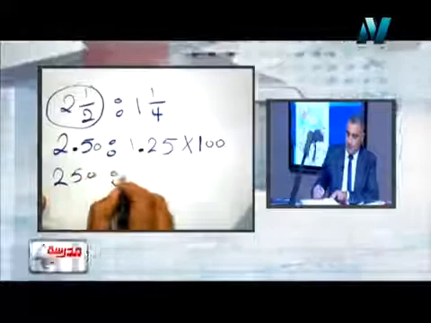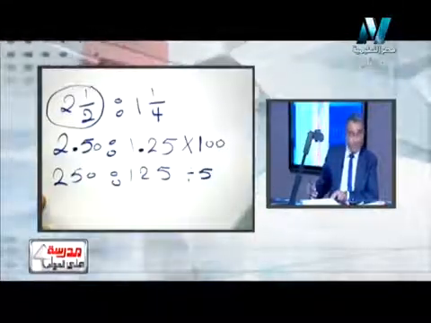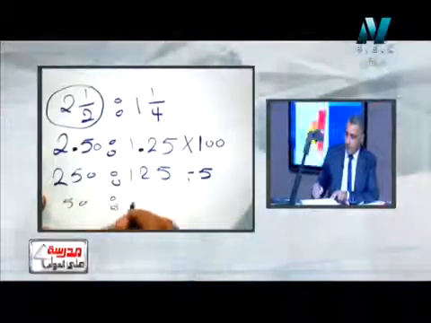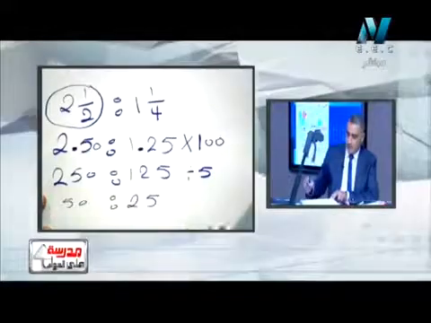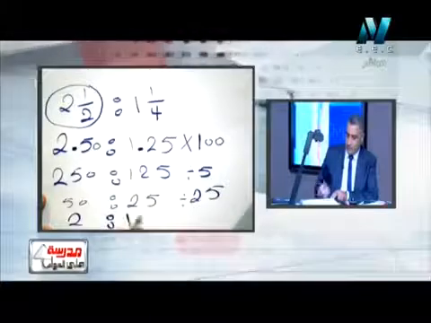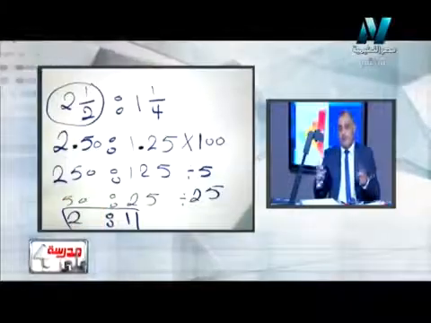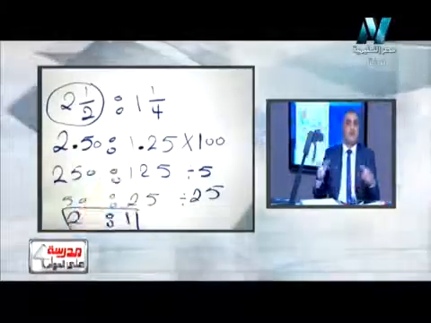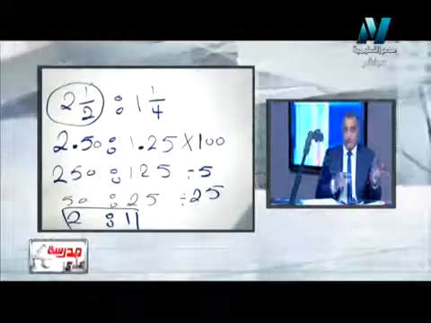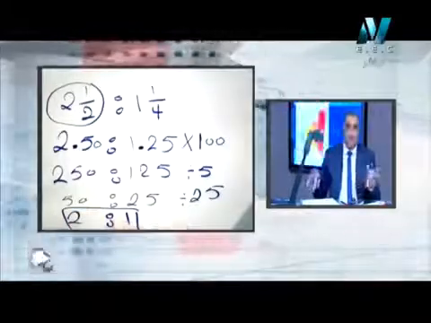250 to 125. We can divide by 5 to get 50 to 25. We can divide by 25 to get 2 to 1. The first way we can use, we can convert the mixed numbers to decimal numbers and solve our problem the same way. Cancel the decimal point and simplify it in an easy way.